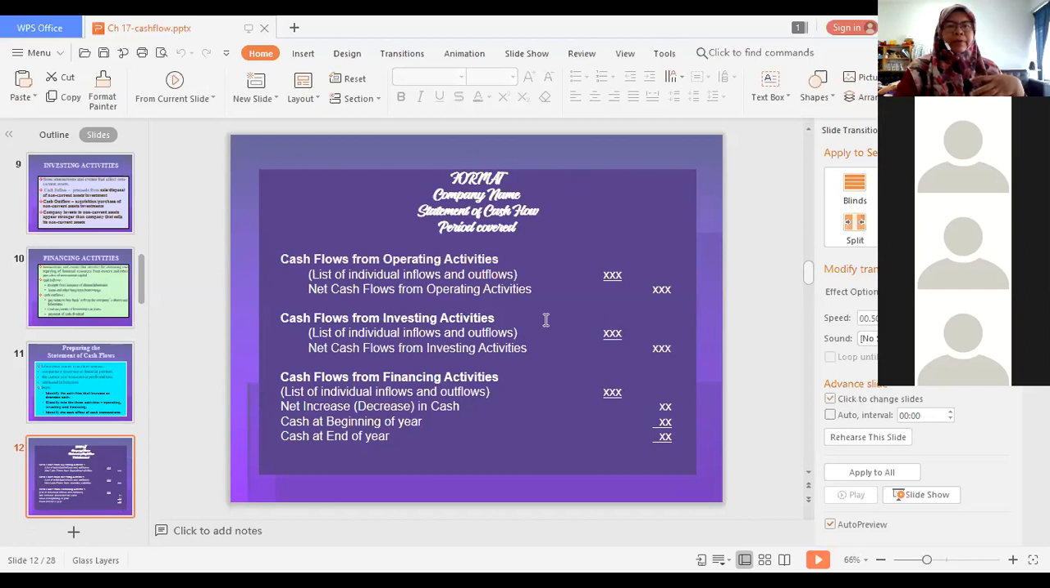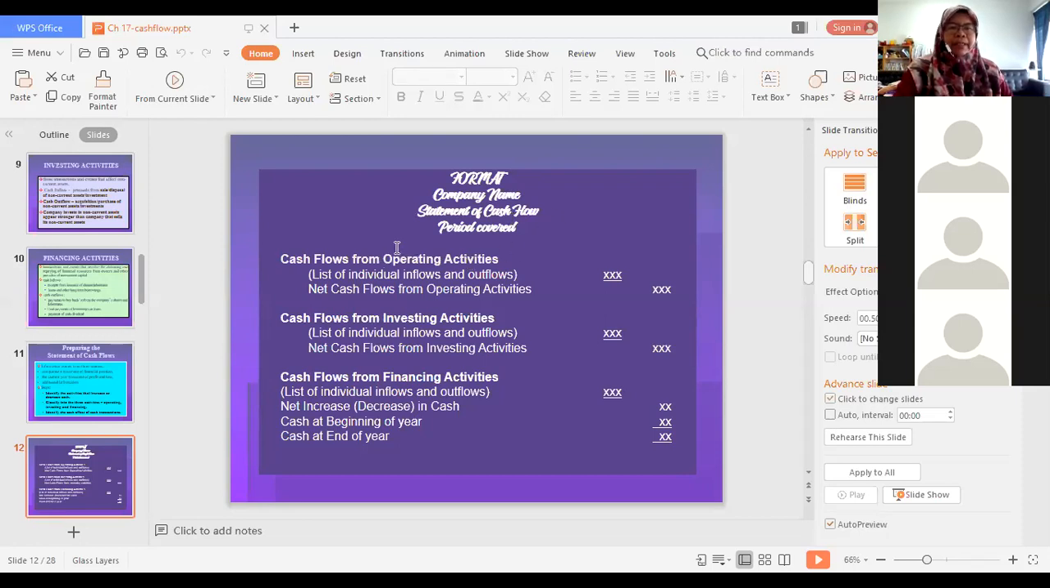Okay, statement of cash flow. Alright, so statement of cash flow, format. First, of course, the company's name. And then the title: statement of cash flow for the year ended, the end of the year. Statement of cash flow for the year ended 31st December, for example.